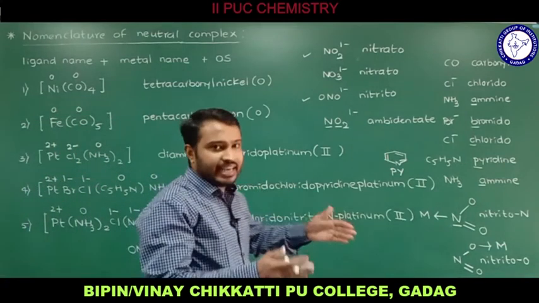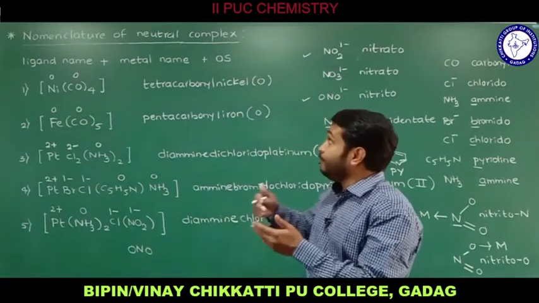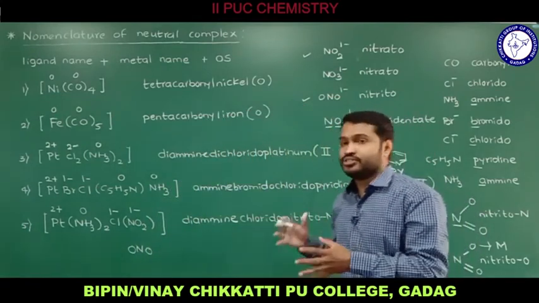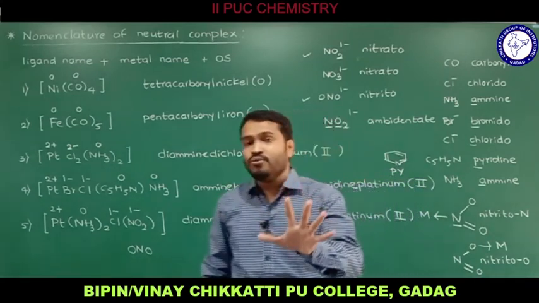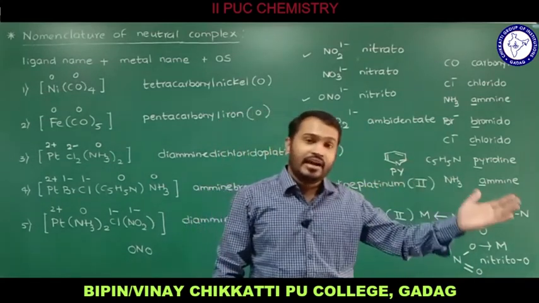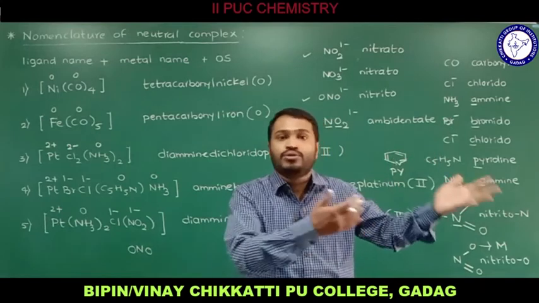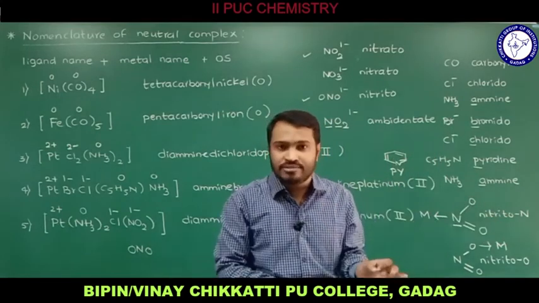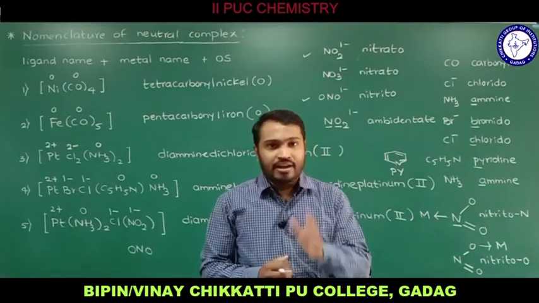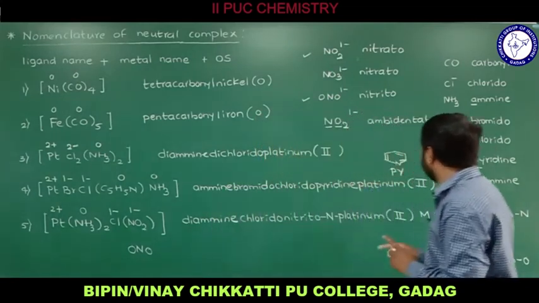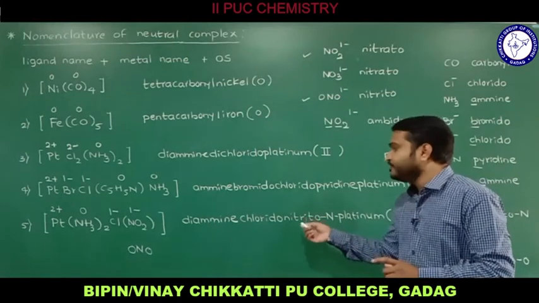So this is how you are supposed to write the IUPAC nomenclature of neutral complexes. First we write the ligand, later we write the metal name and we write the oxidation state. So it is very important to identify whether the given coordination compound is cationic, anionic or neutral. First you have to find that out, and later apply the rules that I explained. And in an ambidentate ligand, especially in this case, you should be careful which will be the ligating atoms.